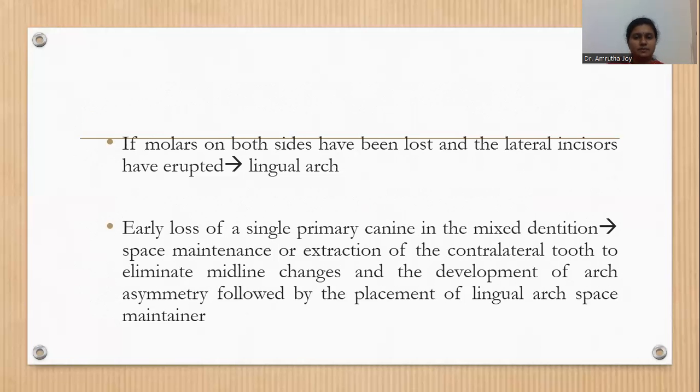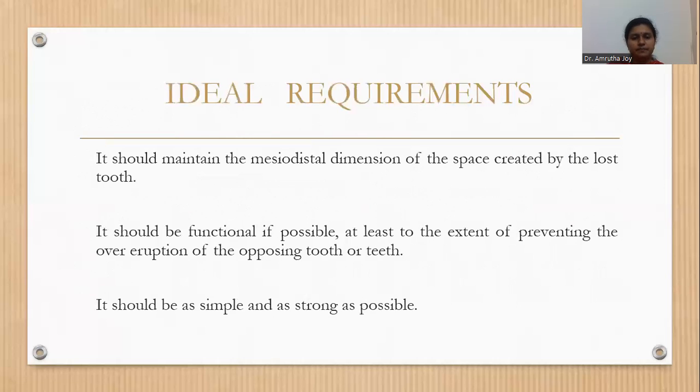If both sides' molars are missing, that is bilateral loss of primary teeth, and the incisors have already erupted, in such cases we can plan for a lingual space maintainer. And for early loss of a single primary canine in mixed dentition, we need to give a space maintainer, or we need to extract the contralateral side to prevent the mesial shifting or midline shifting or the distal drifting of the tooth. If the contralateral side canine is extracted, then we need to give a lingual space maintainer to prevent arch collapse.